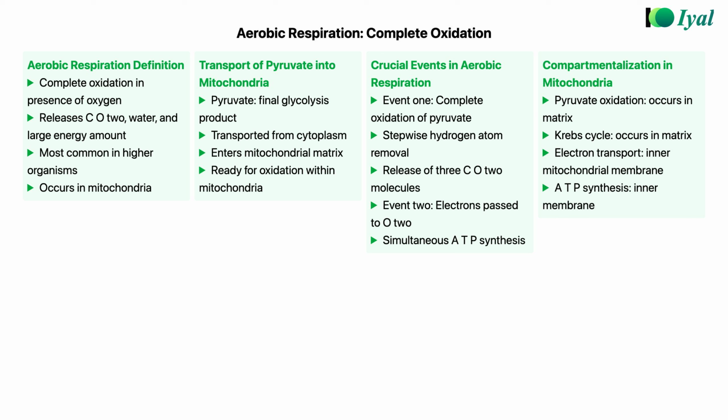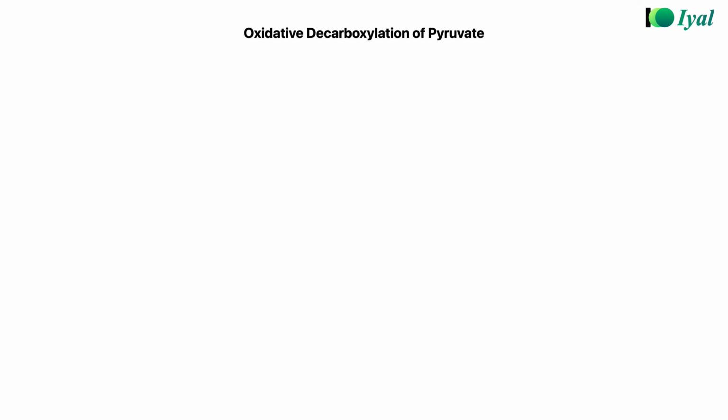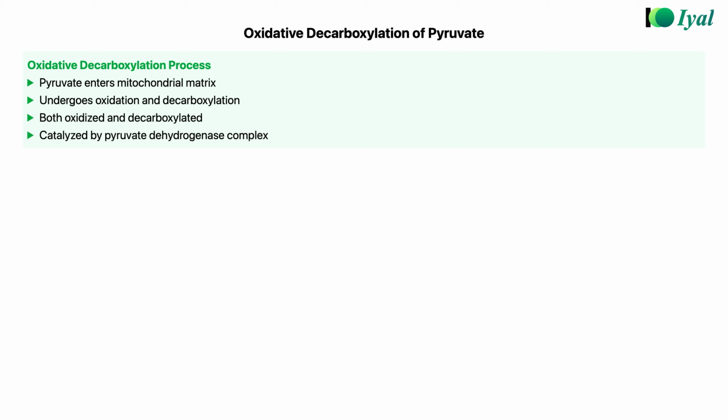And here is something important about mitochondrial structure. The matrix is the inner compartment. Krebs cycle happens here. Oxidation of pyruvate happens here. But electron transport happens on the inner membrane itself. ATP synthesis also on the inner membrane. This separation, this compartmentalization, allows for better efficiency and better control. Different things happen in different places. Very organized, very efficient. Okay, so pyruvate enters the matrix.